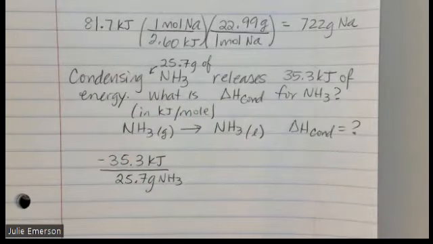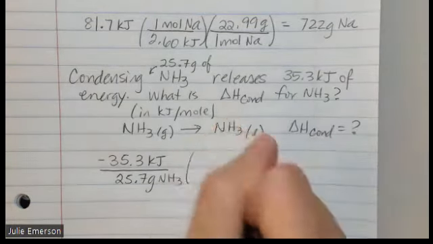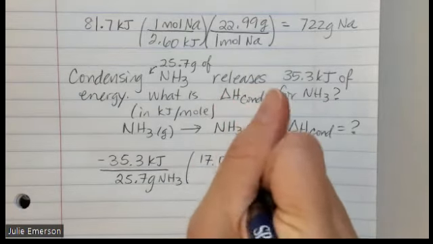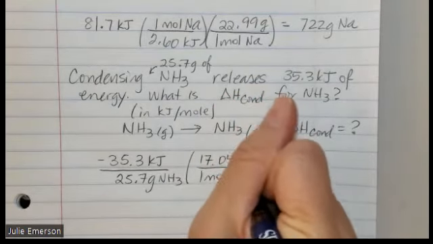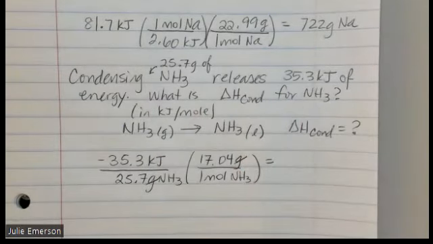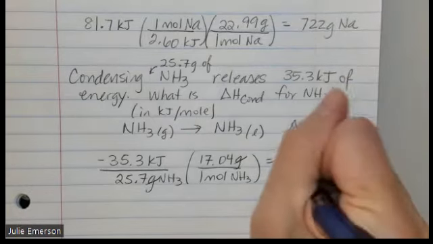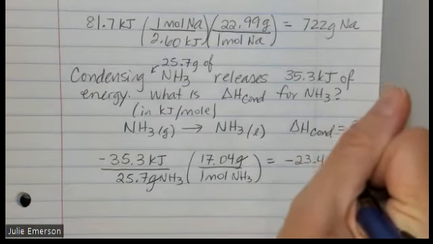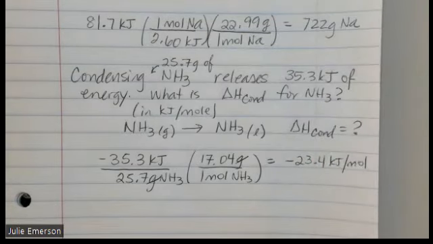So the only thing we really have to do here is convert grams to moles. I go to my periodic table, molar mass 17.04 grams per mole for the ammonia. That gets rid of grams, goes to moles. So basically, I just need to know how many moles of ammonia I have. I take my 35.3, divide it by the 25.7 grams, and then multiply it by 17.04, and I get a negative 23.4 kilojoules per mole.